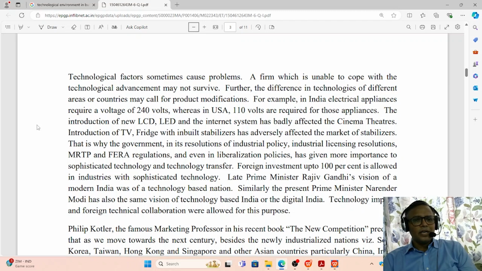That is why the government, in its resolutions of industrial policy, industrial licensing, MRTP, and FERA regulations, and even the liberalization policies, has given more importance to sophisticated technology and technology transfer. Foreign investment up to 100% is allowed in industries with sophisticated technology. Late Prime Minister Shri Rajiv Gandhi's vision of a modern India was of a technology-based nation. Similarly, the present Prime Minister Shri Narendra Modi has the same vision of a technology-based or digital India. Technology imports and foreign technological collaborations were allowed for this purpose.